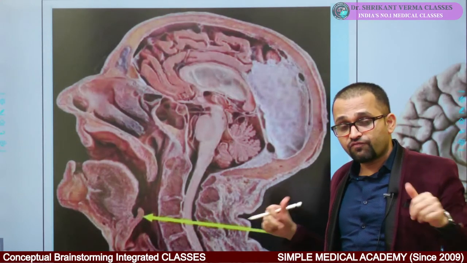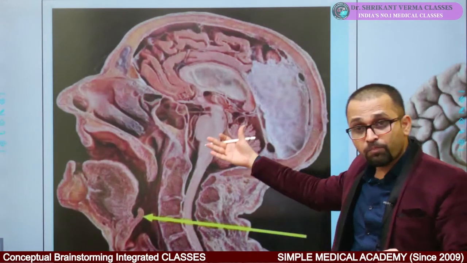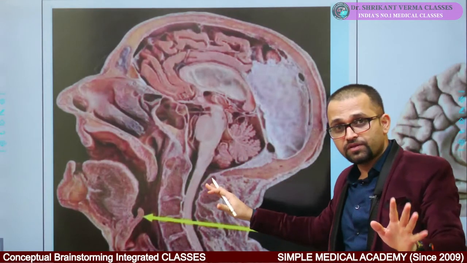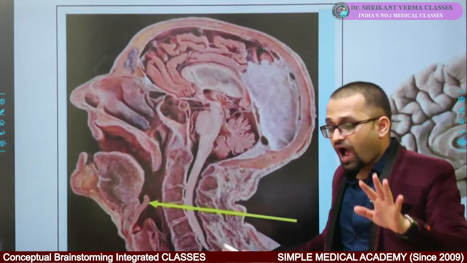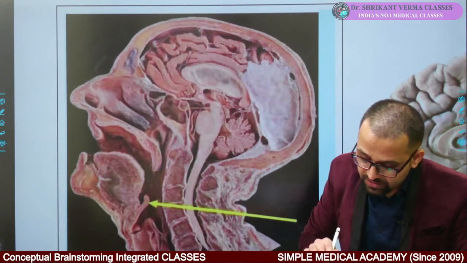Ghabrana nahi hai. First thing, look at the option. Option will tell you it is the image of the upper limb, lower limb, head, neck, or whatever. Yes, according to the option you can know. Now, after knowing, look, pick any silly point. Can you see?